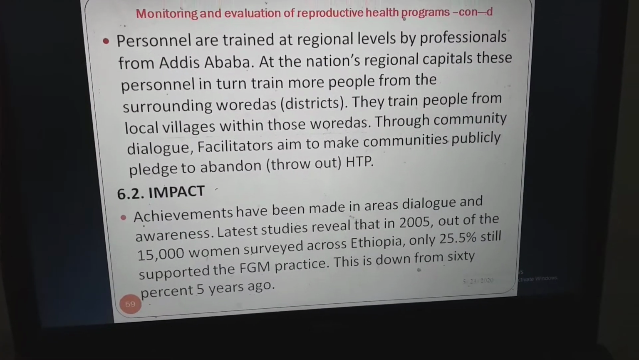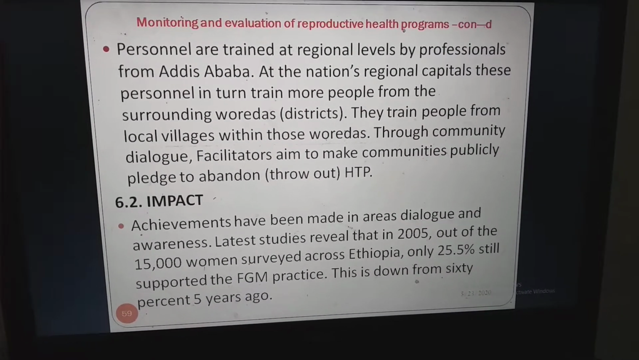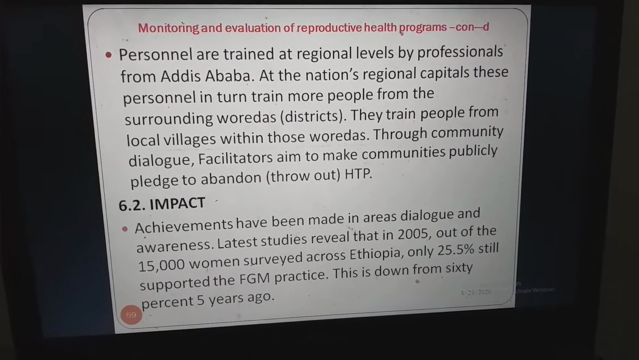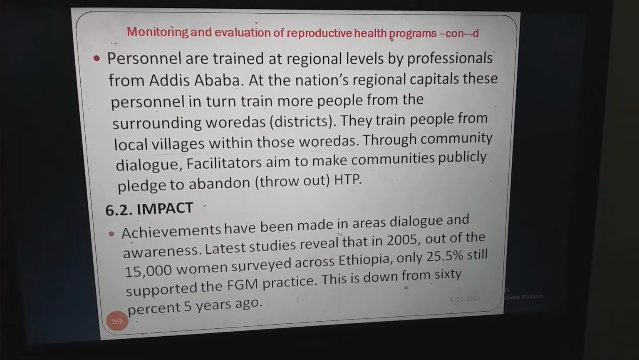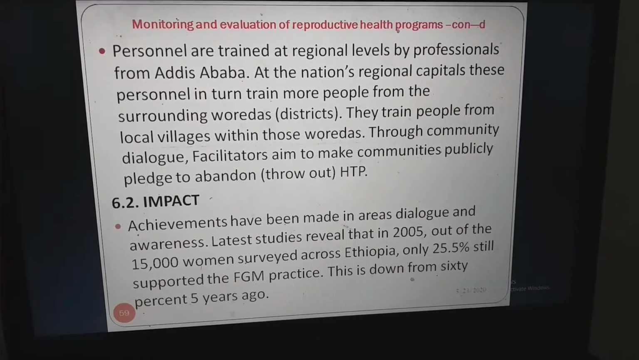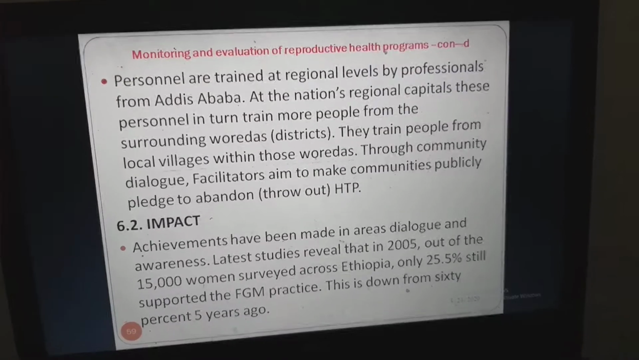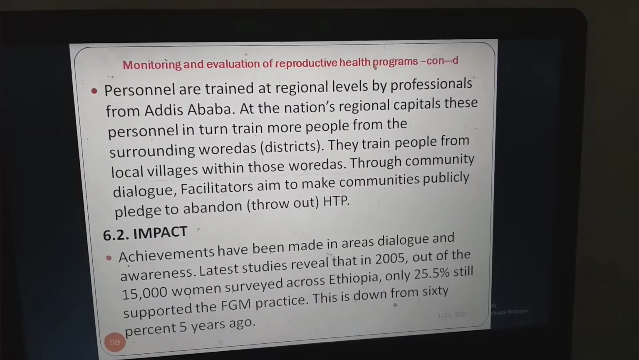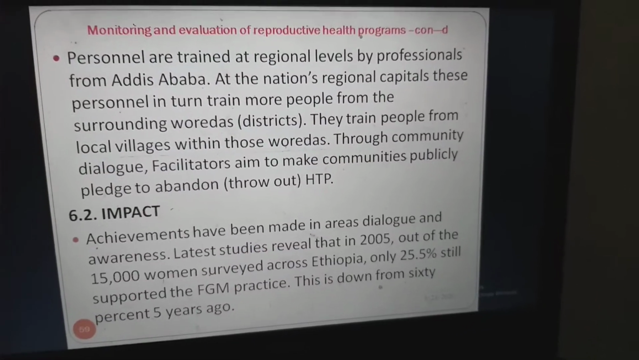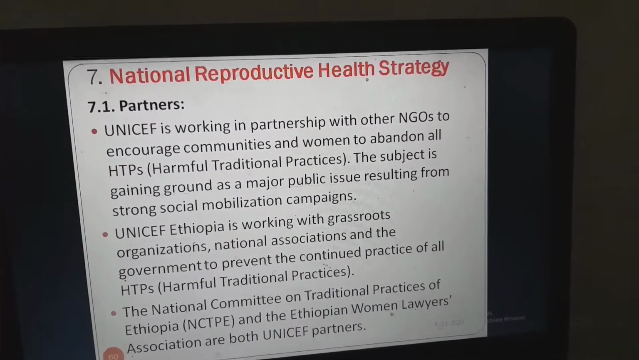What is the impact? Achievements have been made in areas of dialogue and awareness. Latest studies reveal that in 2005, out of the 15,000 women surveyed across Ethiopia, only 25% still supported the FGM practice. This is down from 16% 5 years ago. So nowadays, it is good. It is reducing. Even if in some areas like in Ethiopia and Somali region, it is highly practiced even nowadays.